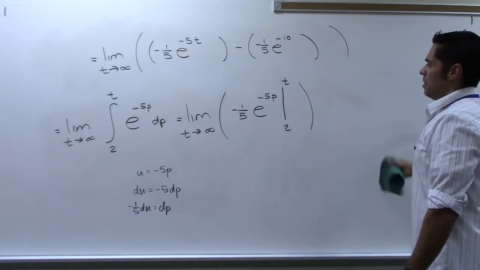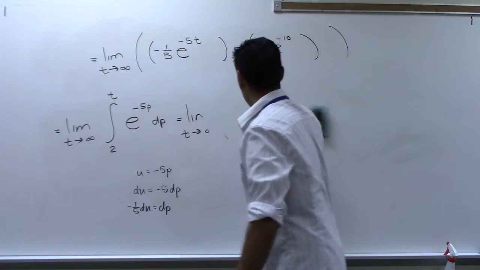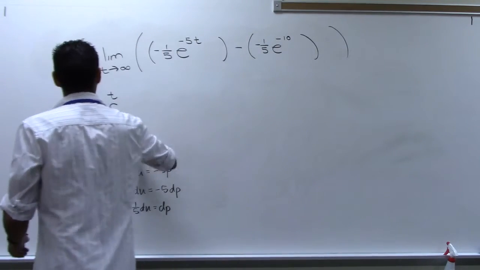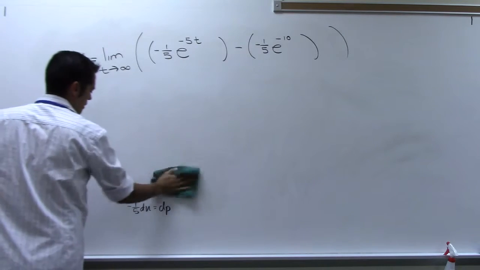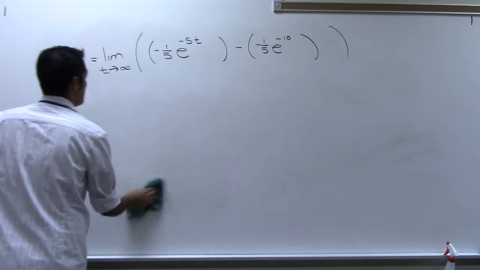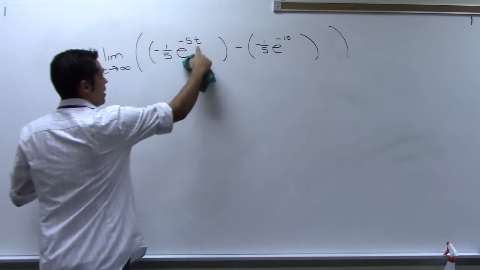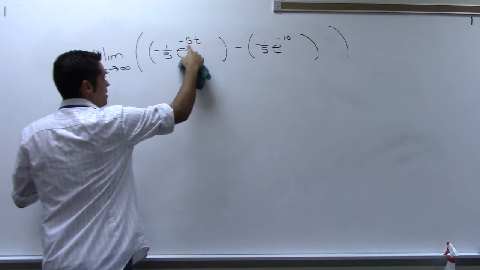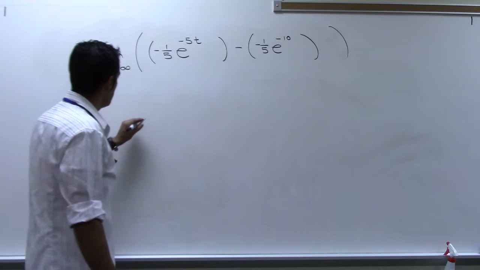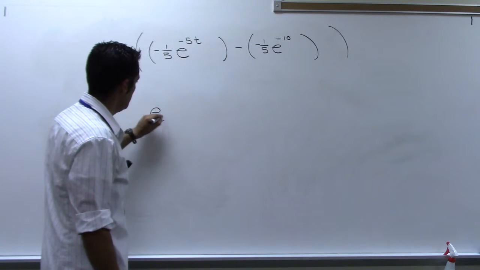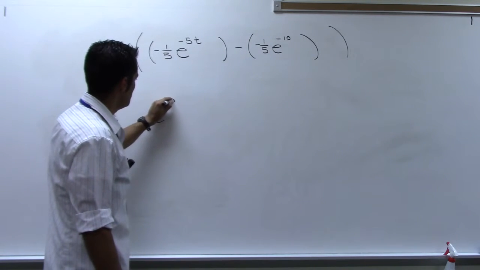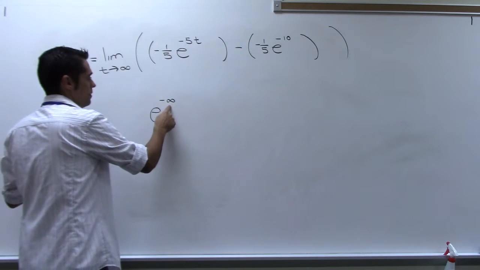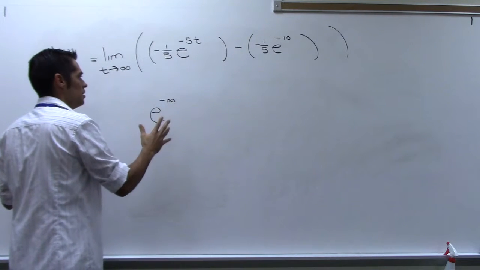All right, now this is a little bit tricky, so you got to be a little careful with this. You need to figure out what happens when t goes to positive infinity right here. So if I take a positive number and multiply it times negative 5, this is a negative number. So we're really asking ourselves, what happens if you take e and raise it to a number that's really, really big but negative? And there's two ways to look at this.